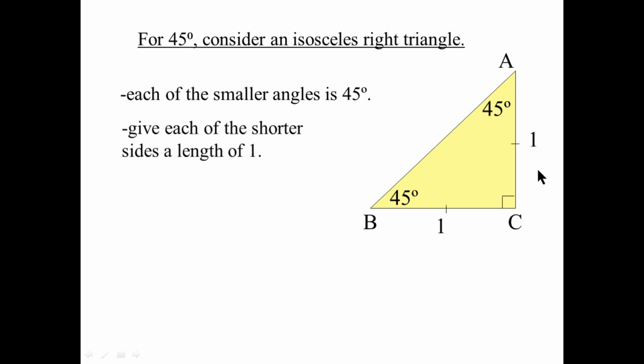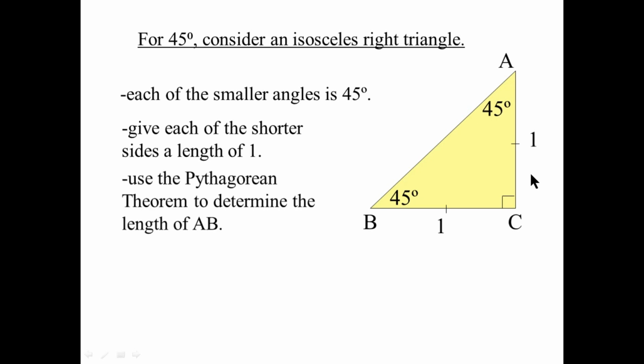We could give each of the shorter sides a length of 1. We could give them any length we wanted. Let's give them a length of 1 unit. Using Pythagoras to determine the length of AB, it's pretty simple. AB squared equals 1 squared plus 1 squared. Doing the math, AB must be root 2.